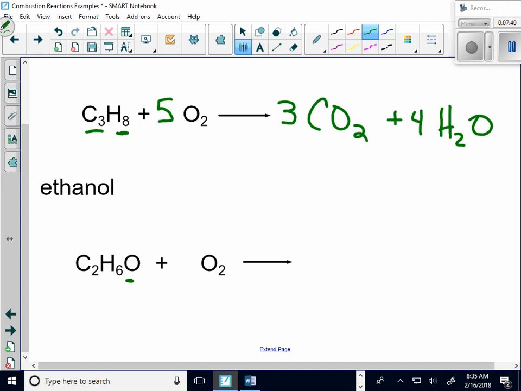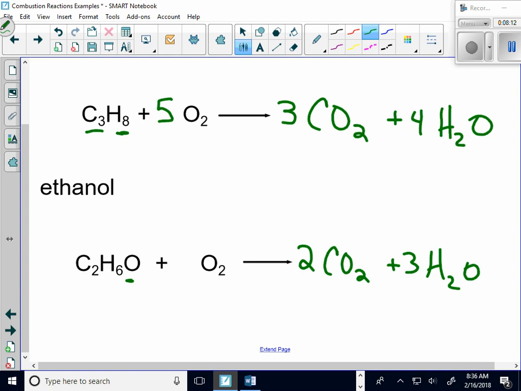Now, as I look at this, I know I'm going to get carbon dioxide. I'm going to get water, right? Where did I tell you to start at? Carbon, right? So, once again, I'm going to start with carbon. I'm going to put a 2 there. Putting that 2 there gives me balanced amounts of carbon. It'd be real nice if I could put a 3 here to get 6 hydrogens.